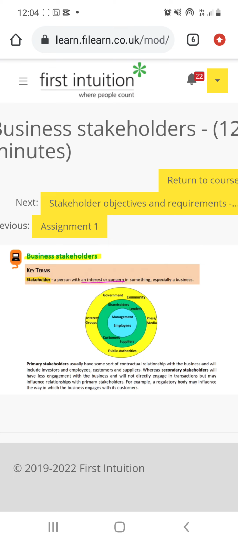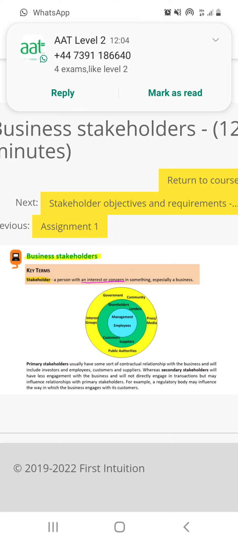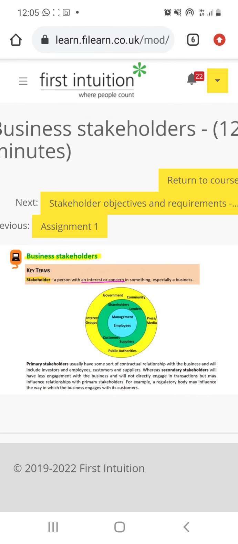We also have lenders, such as banks, and that's where the business goes to when they require some funding, perhaps in the form of a bank loan. We have our customers in the green section who rely on the business for quality goods and services and value for money, and also suppliers who supply the business perhaps with raw materials for the production of those finished goods.